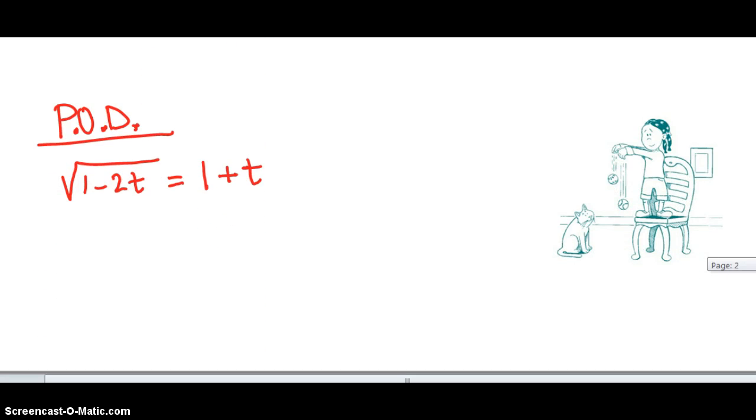Here's a little POD. First thing tomorrow, I'm going to be checking that you've attempted your review problems, and I'm going to be checking for understanding of solving equations with radicals. We call those radical equations. I'm going to be checking for your understanding of how to solve.